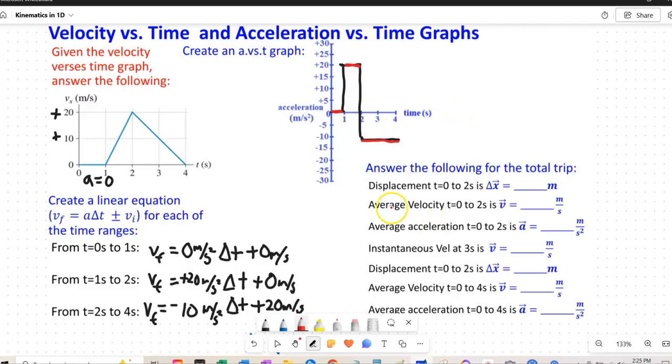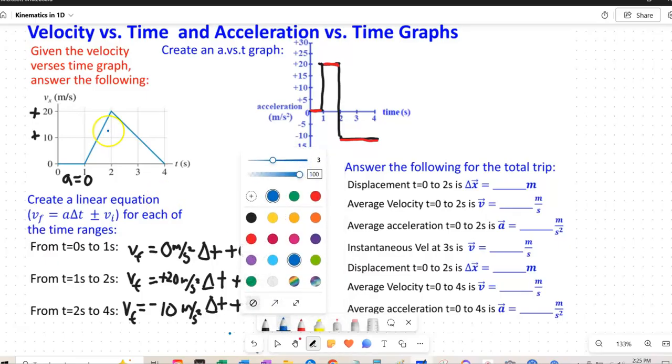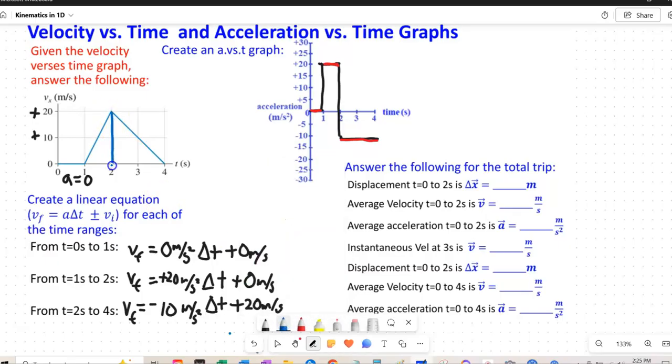Let's do this next part. We want to know the displacement from 0 to 2 seconds. So the total displacement from 0 to 2 seconds is the area underneath the line here, which is going to be 0. And then the area underneath the line right here. So I'm going to do this area right here, which is blue. I'm going to write a delta x here.